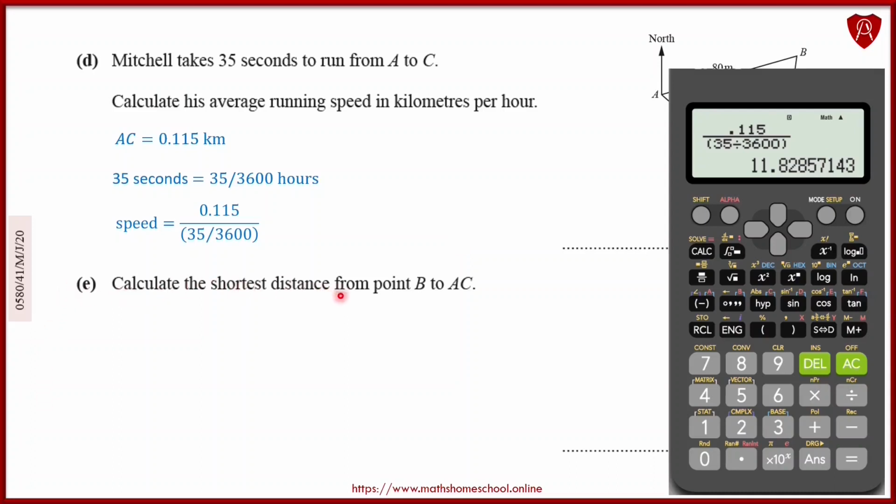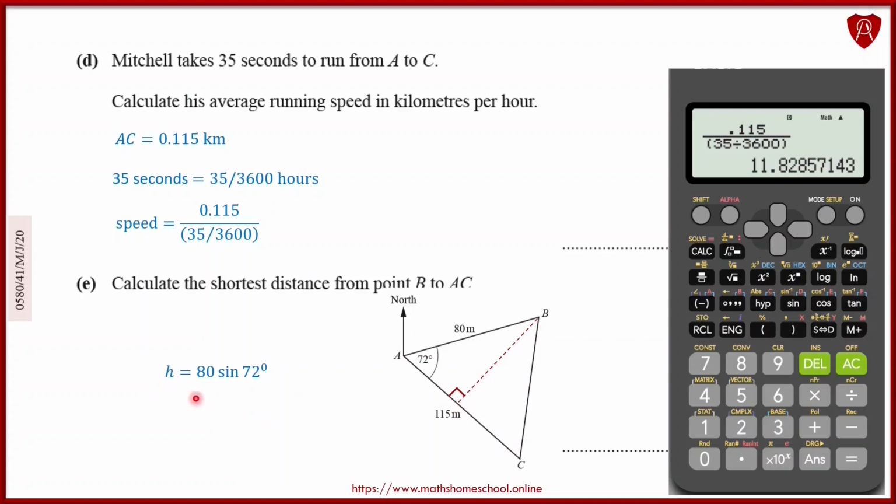Calculate the shortest distance from point B to AC. From a point to a line, we need the perpendicular dropped from B to meet AC at right angles, and that is the shortest distance. This is a right angle. We know the angle, we know the hypotenuse. We can work out the opposite side, which is the distance we require. Let's call it h. It is equal to 80, the hypotenuse, times the sine of 72. 80 times sine 72. We get 76.1. That is our shortest distance from B to AC.